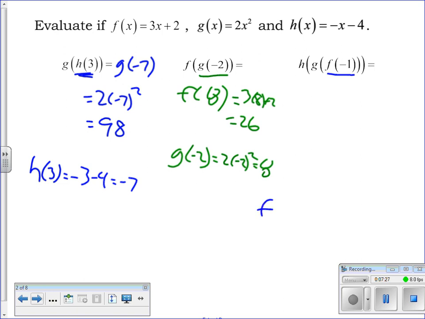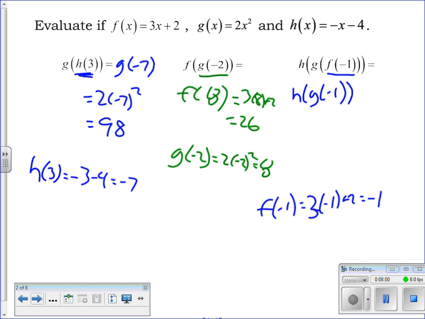So f of negative 1 is 3 times negative 1, which is negative 3, plus 2 is negative 1. Oh, that's nice. F of negative 1 is negative 1. Yay, it makes my life easy. This is a simple one. So if I'm finding h of g of f of negative 1, I'm really finding h of g of negative 1, because f of negative 1 is negative 1.